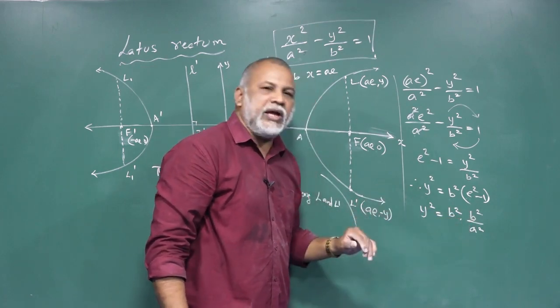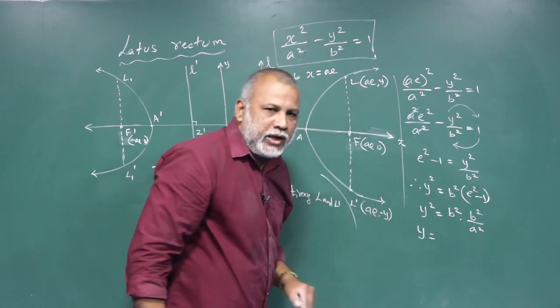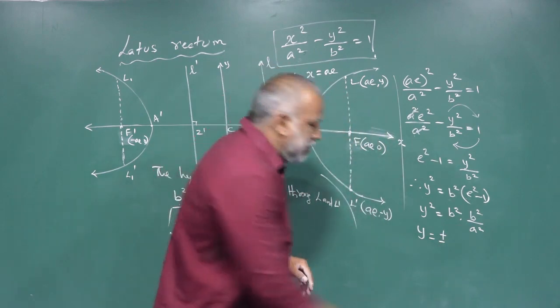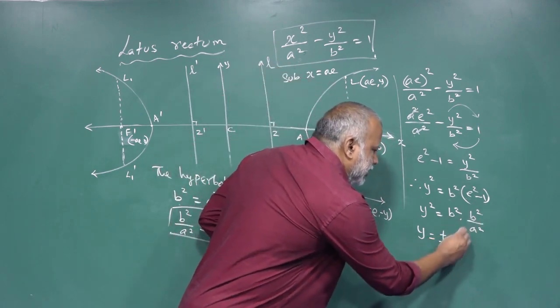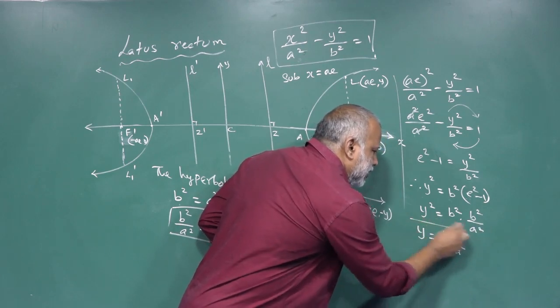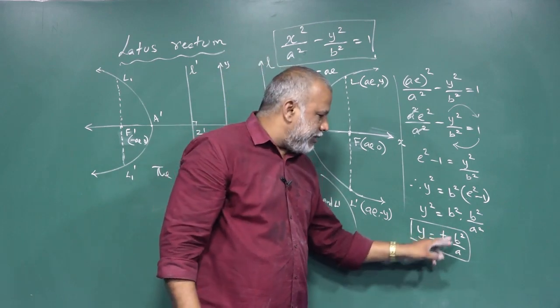Now, I want to find the value of y. What is the meaning? I am going to take the square root. If you take the square root, it will become plus or minus. Then here we have b power 4, it will become b squared. Then here a squared will become a. This is the value of y. y equals plus or minus b squared by a.